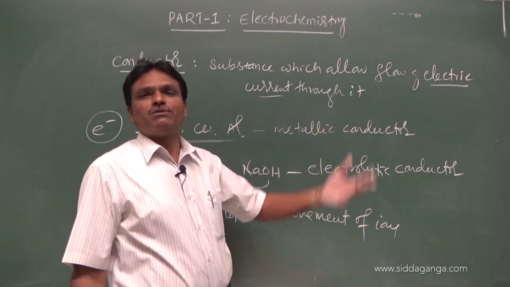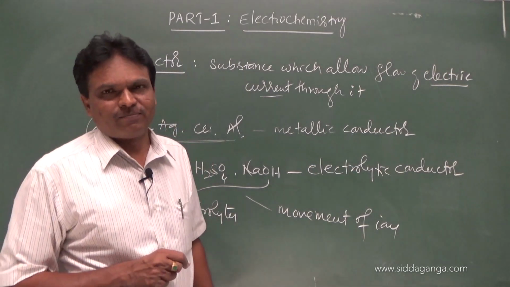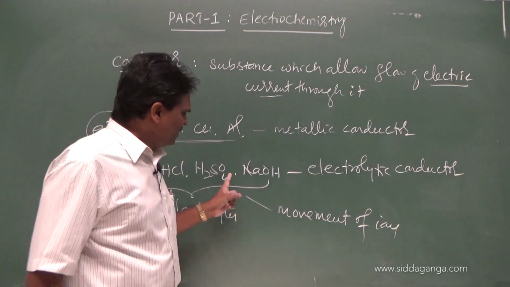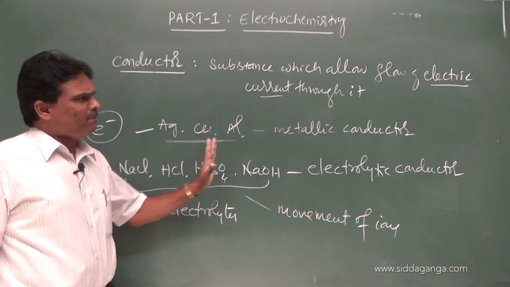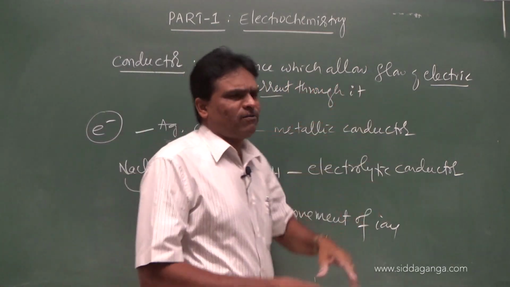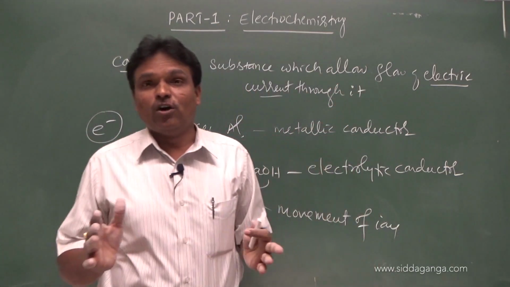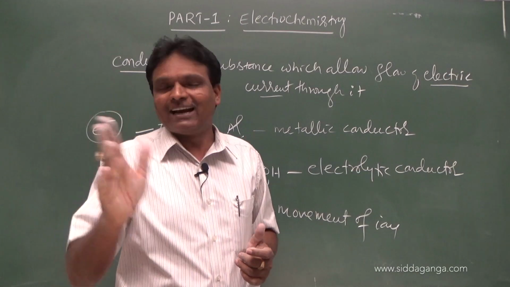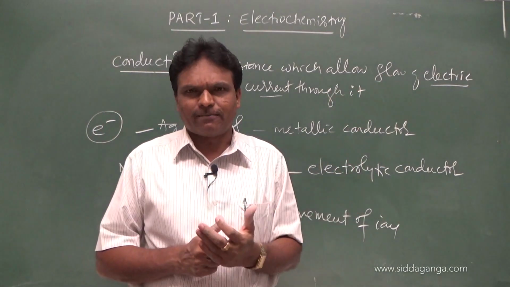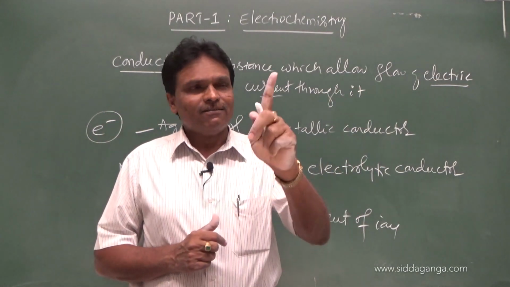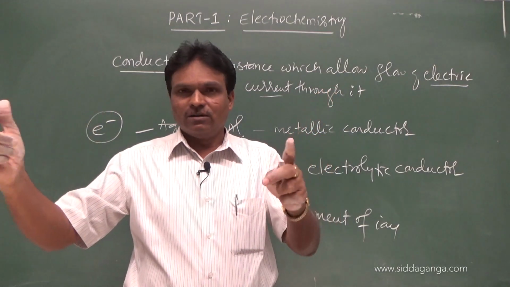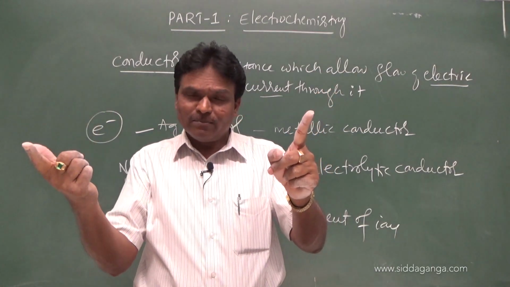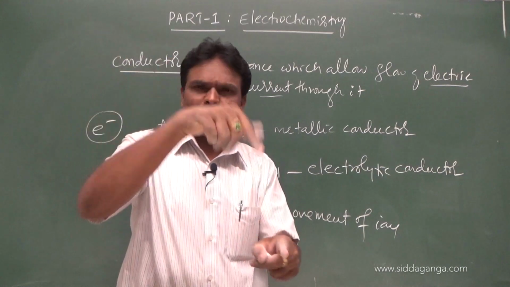That purely comes under Faraday's laws. Is it clear? Observe, in this substance, electric current means flow of charge, you say. Flow of charge is nothing but the movement of electrons from anode to cathode. Is it clear? Movement of electrons from anode to cathode. So that is why the current flows in the opposite direction, cathode to anode.